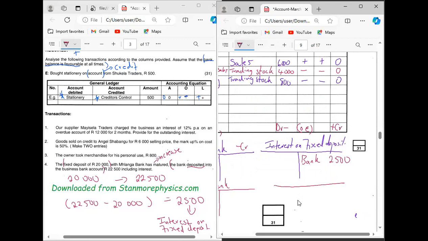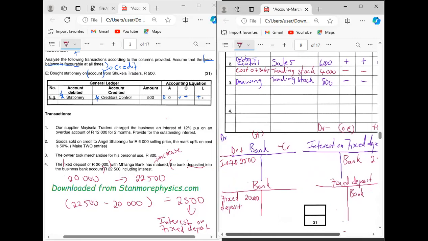And then that account will be a fixed deposit. And then it must be credited with how much? 20,000. And then it's bank. The money went to the bank. And then guys, let's classify our accounts. And then bank, as we know that bank is classified as an asset, and it will increase under the debit side, decrease under the credit side.